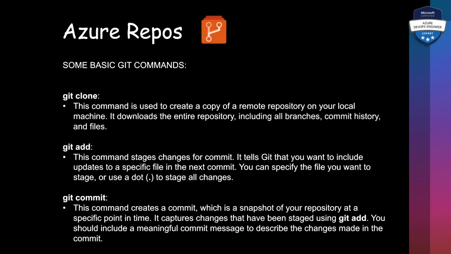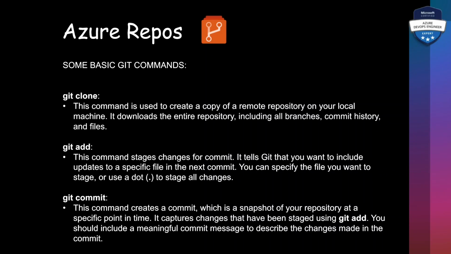So the first command is git clone. This command is used to create a copy of a remote repository on your local machine. It downloads the entire repository including all branches, commit history and files. So git clone is used to copy a remote repository to your local machine.